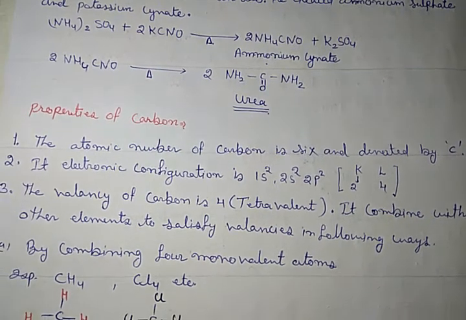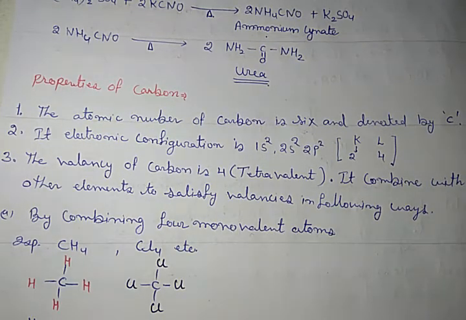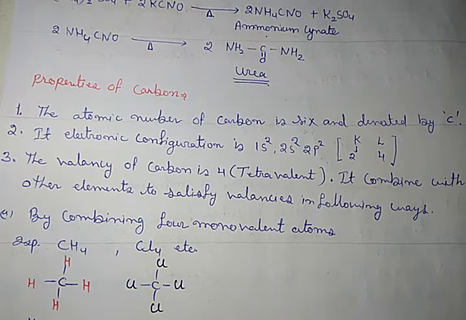Now the valency. Since it has 4 electrons in the outermost shell, and you know that for stability every atom wants 8 electrons, its requirement is 4, so it can share 4 electrons. That's why its valency is 4. That means we can say that carbon is tetravalent.